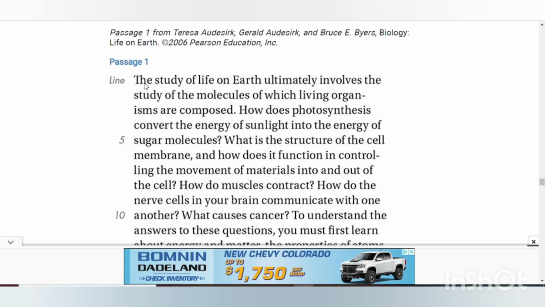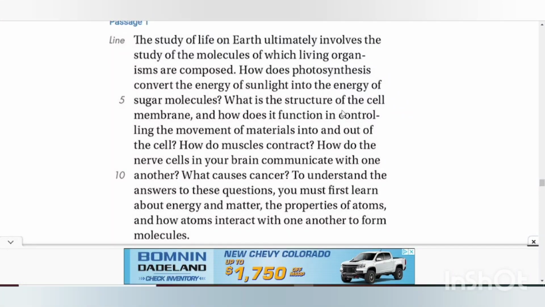So this is talking about the study of life on Earth, how it involves the study of molecules of living organisms. And it goes ahead to talk about photosynthesis, how it converts sunlight into energy for sugar molecules, and the structure of the cell membrane. No, sorry, what is the structure of the cell membrane and how does it function in controlling the movement of materials in and out of the cell?